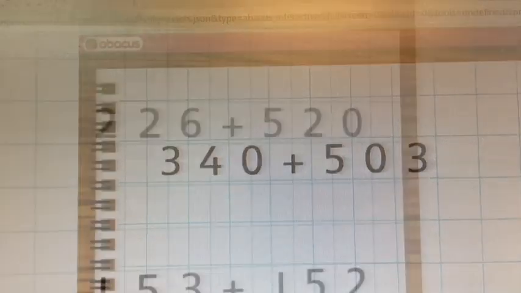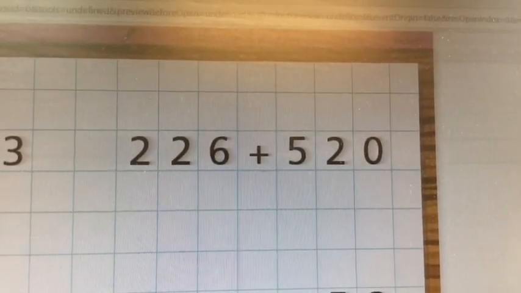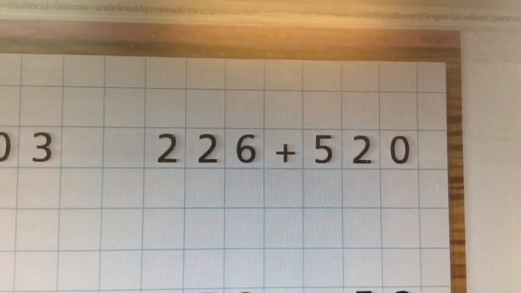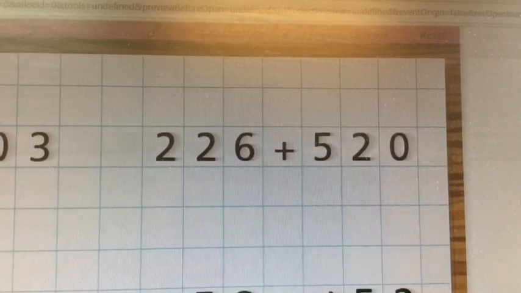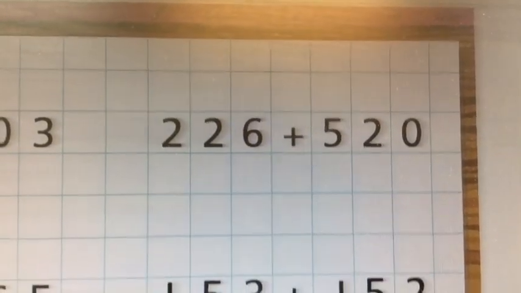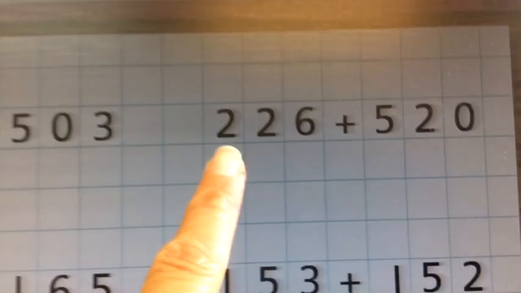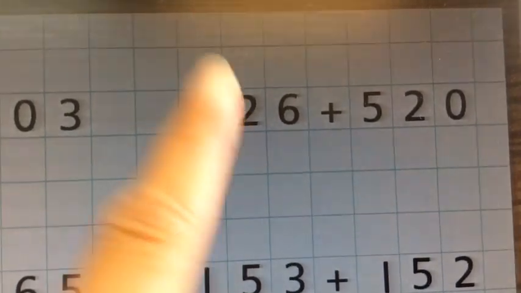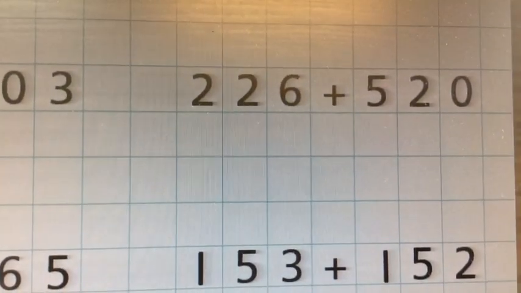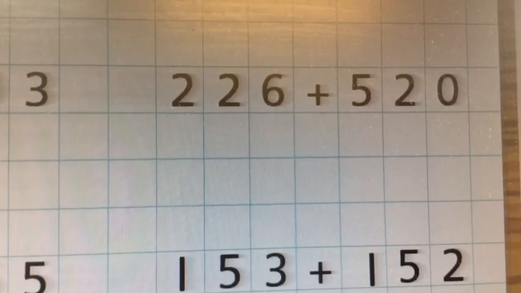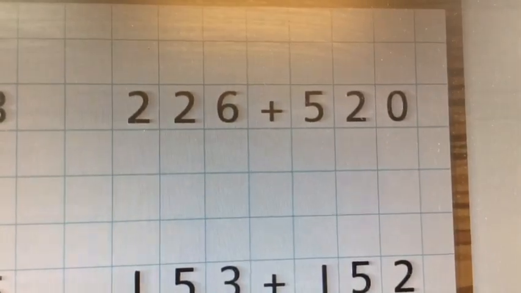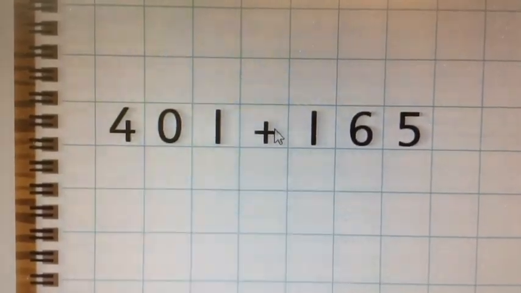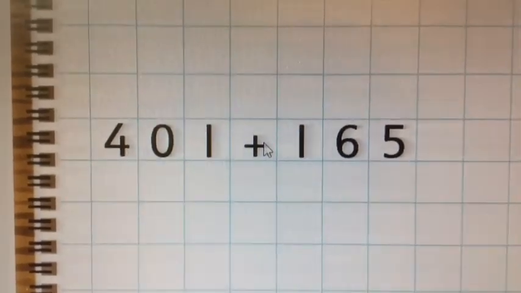I wonder how you'd do it. How about this one? Try and do it in your head. You can see that 520 is a multiple of 10, it's ending in a 0. Why don't you add the 200 on from here to make this 720? Then add the 20, that will be 740, and then add the 6, 746. How about that one? What would you do? Stop the video and have a think.